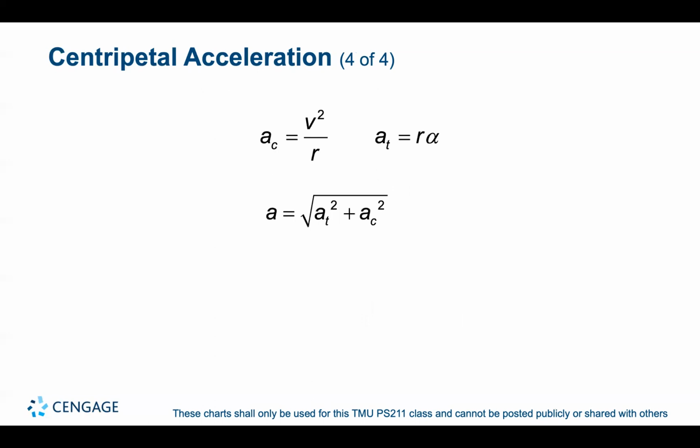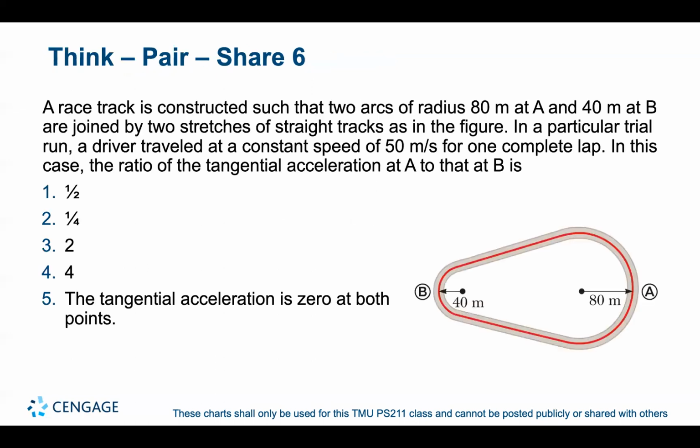We have been looking at circular motion at constant speed. But if an object moving in a circle is speeding up or slowing down, a tangential component of acceleration is also present. Because the tangential and centripetal components of the acceleration are perpendicular to each other, we can find the magnitude of the total acceleration with the Pythagorean theorem, as shown. So let's have another question here.